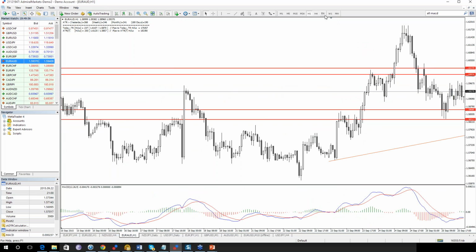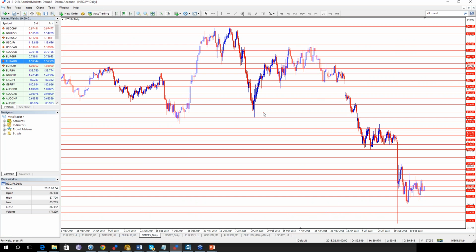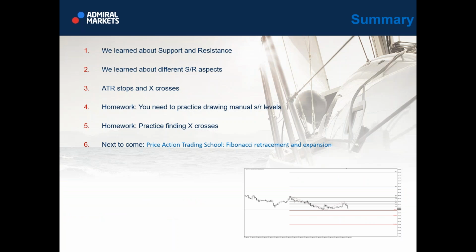You can also place it on daily chart, as I did it here. Try to place it. It doesn't cost you anything. You just need to give it some time. So try to place it. Okay? So you need to practice drawing manual support resistance levels. Practice always, guys, till next class.